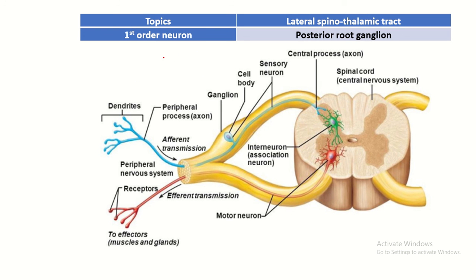The location of the first order neuron: this is the posterior root ganglia, which contains the pseudounipolar neuron. This is the pseudounipolar neuron. It contains one process which is divided into two parts. This is the peripheral portion, this is the central portion. The terminal end of the peripheral portion is converted into receptor. These are the free nerve endings.